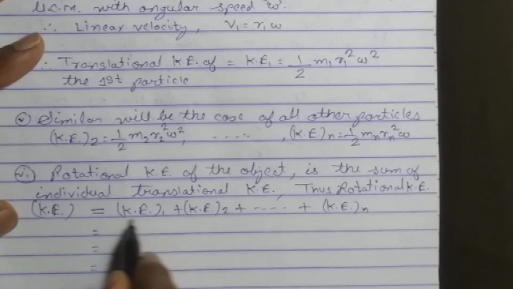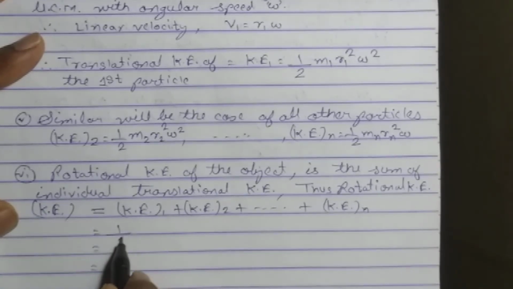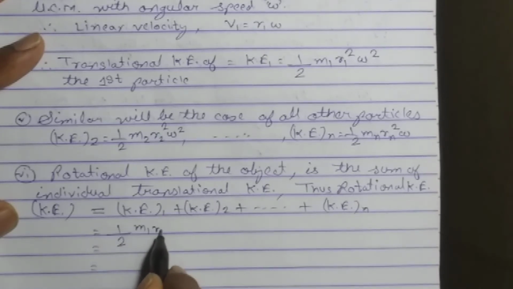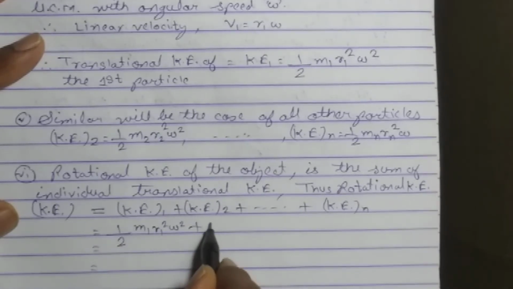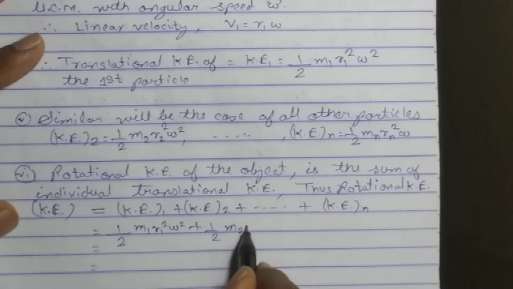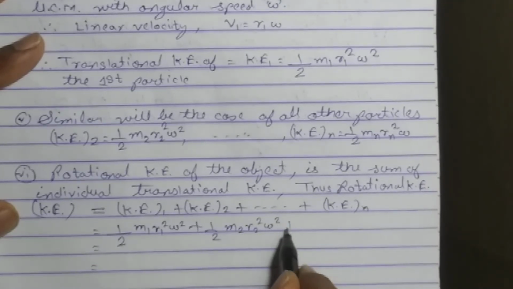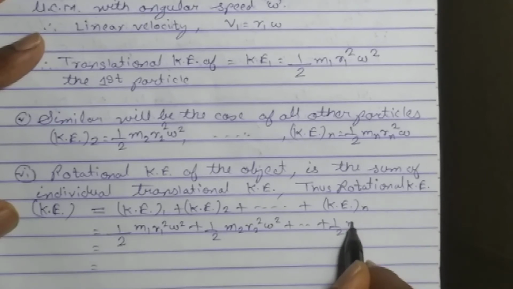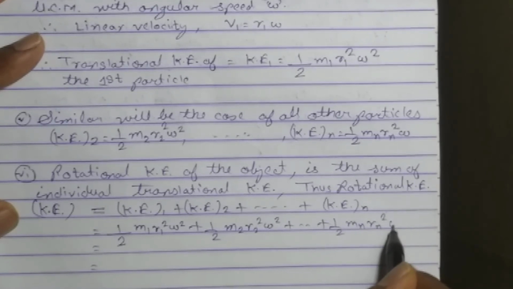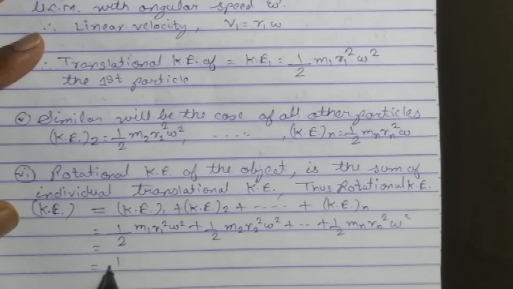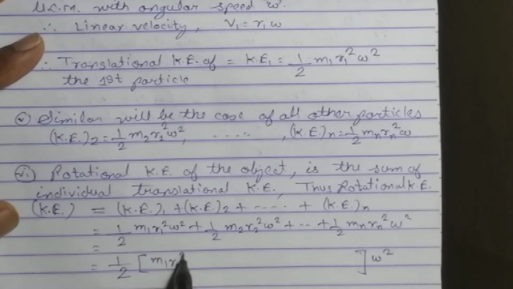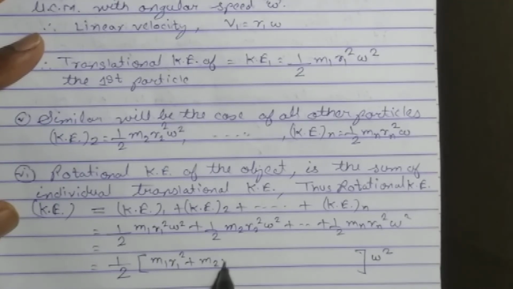What is the derivation for kinetic energy? It is half m1 r1 square omega square plus half m2 r2 square omega square plus up to half mn rn square omega square. What can you take common, students? Half and omega square. If I take them common, we get m1 r1 square plus m2 r2 square plus up to mn rn square.